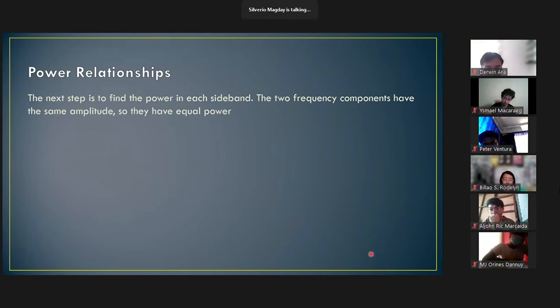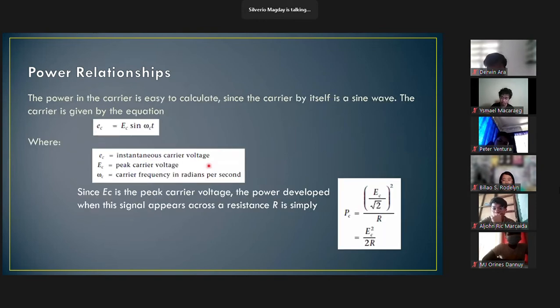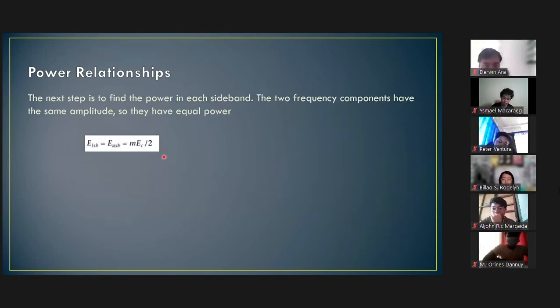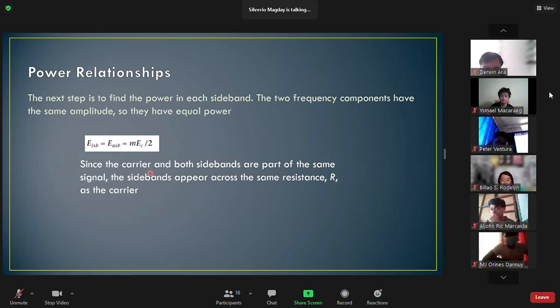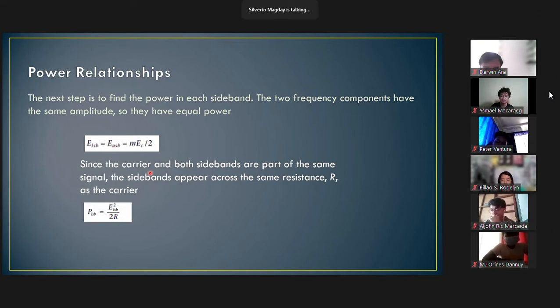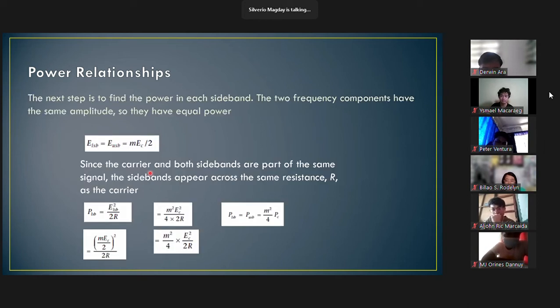The power inside naman, given yung power relationship sa carrier. So yan, it's expected that the resistance and linear modulation takes Pc over 2, since the carrier and sideband are part of the same signal across a resistance R as the carrier. So your sideband power is calculated. Ito, sorry. So ito, your lower sideband and upper sideband.